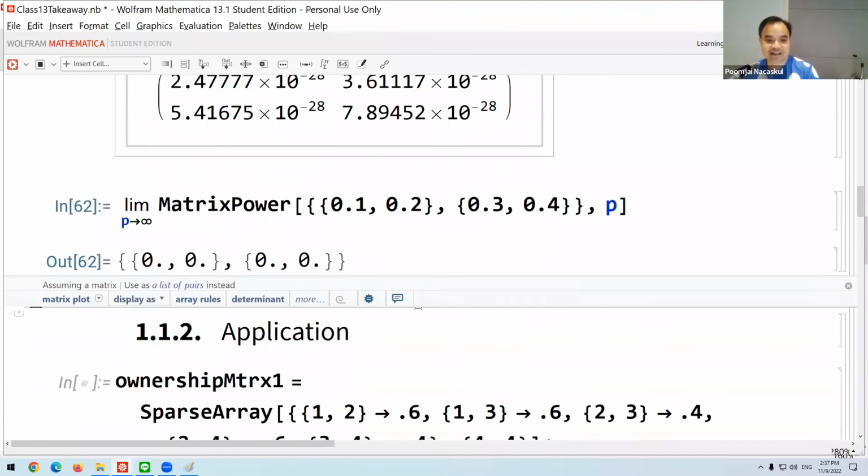Enter. It just basically approaches 0. Okay, it just vanishes. No surprise there. Okay. Now, here's where it gets interesting.